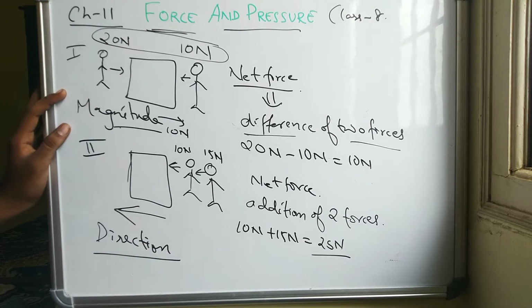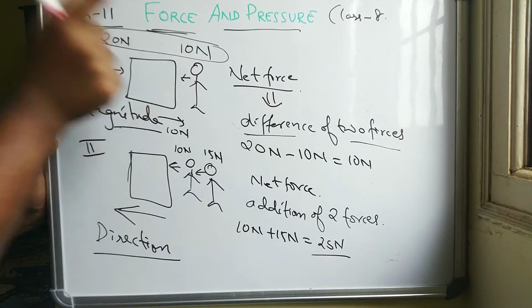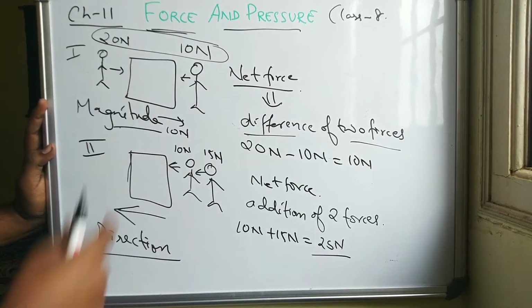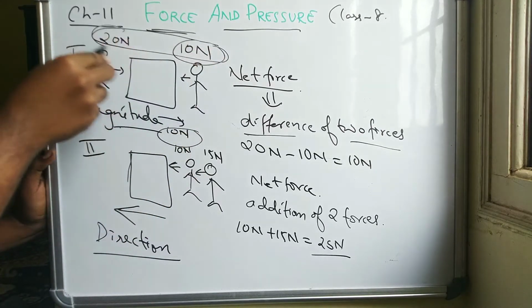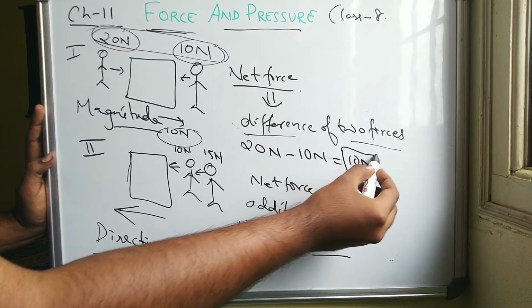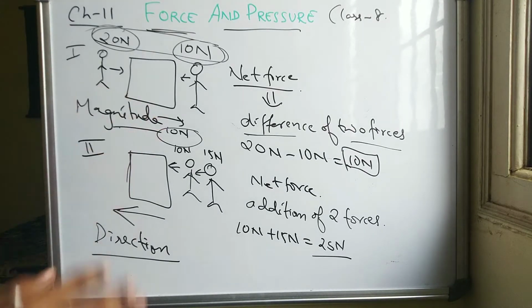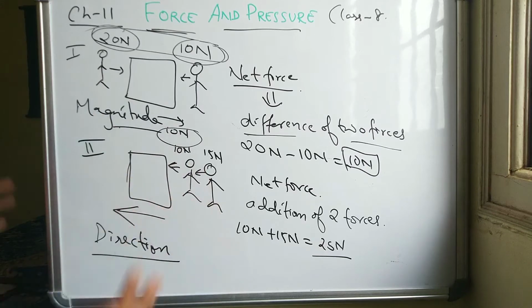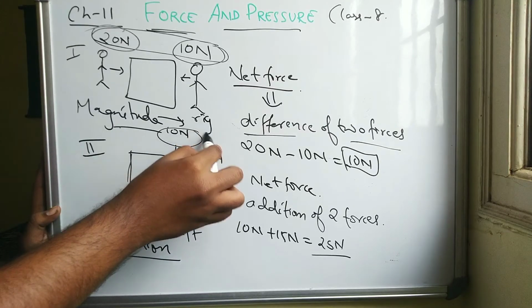Magnitude means strength. Suppose he is applying 10 Newton and he is applying 20 Newton. These are nothing but magnitudes, that means the strength of each person pushing the wooden block. Now direction is where the wooden block is moving. In this case it is moving towards the right side, and in this case it is moving towards the left side. So this is the direction of the wooden block after applying the force.